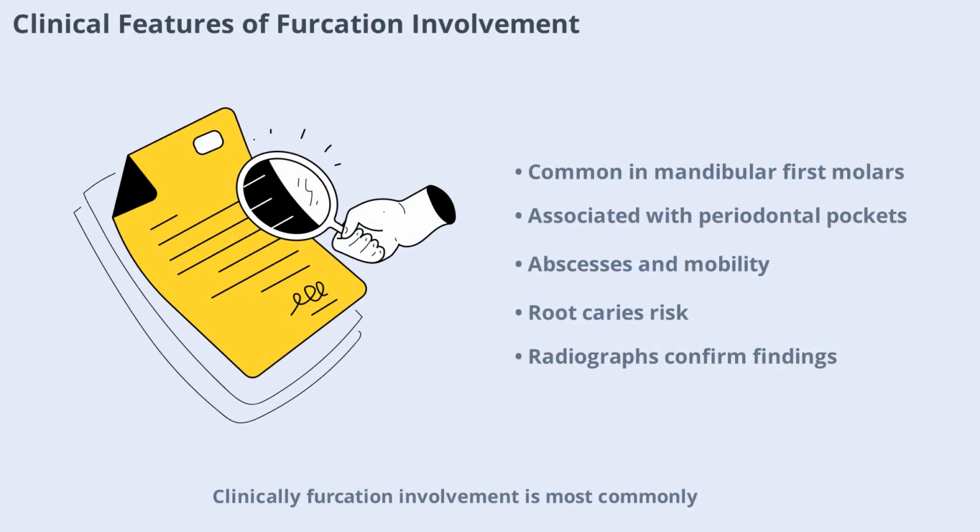Clinically, furcation involvement is most commonly observed in mandibular first molars. It is often associated with periodontal pockets, abscess formation, increased tooth mobility, and root caries. These features can complicate oral hygiene and make the affected teeth more vulnerable to further damage. Radiographs are used to confirm clinical findings, but probing remains the gold standard for detection. Recognizing these features early can significantly improve treatment outcomes.